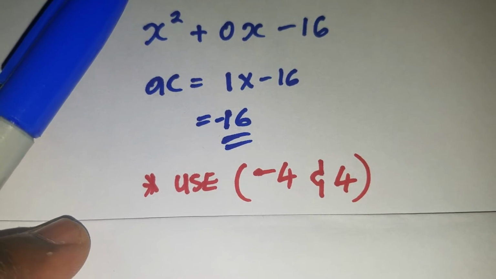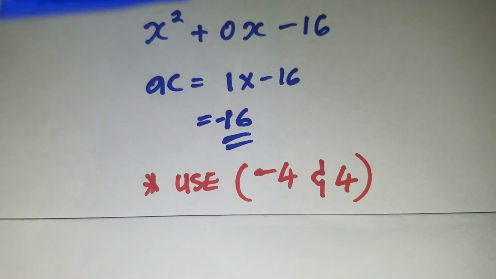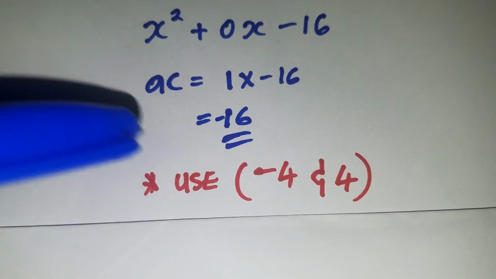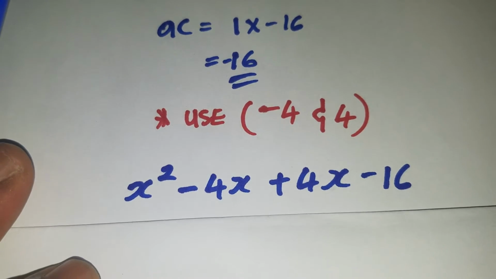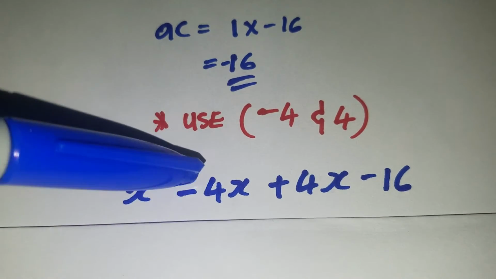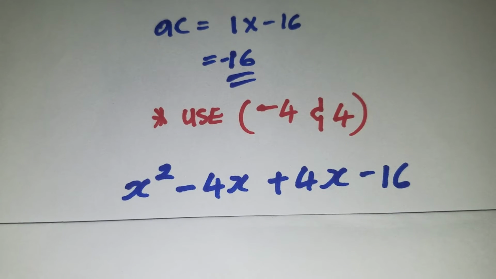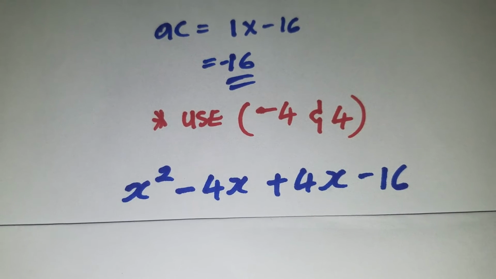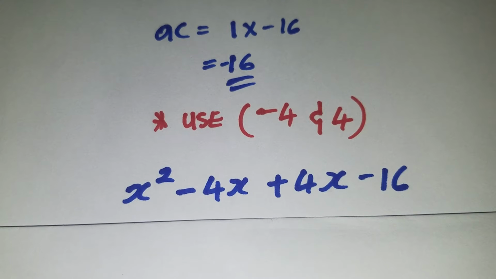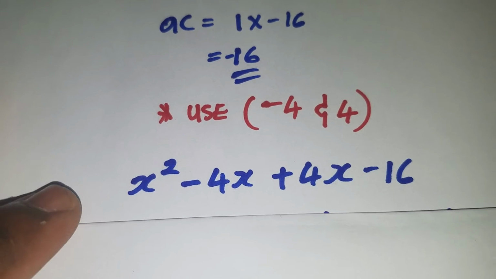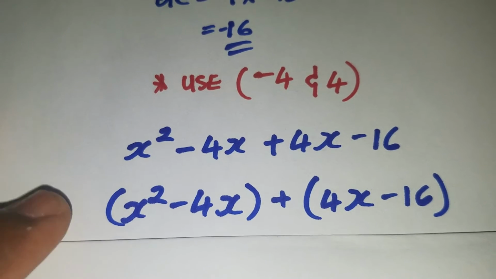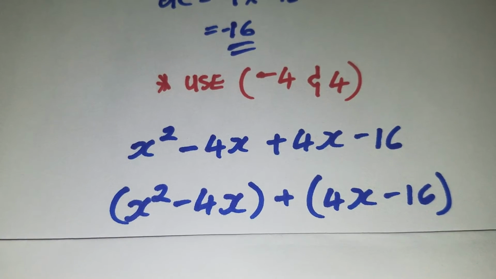So from here, we rewrite the b term, which is 0x, in terms of negative 4 and positive 4. And when we have a negative and a positive, I tend to put the negative number first because it helps further down the line to factorize the expression more simply. So from here, we put the two brackets, and then we start to factor out the terms.